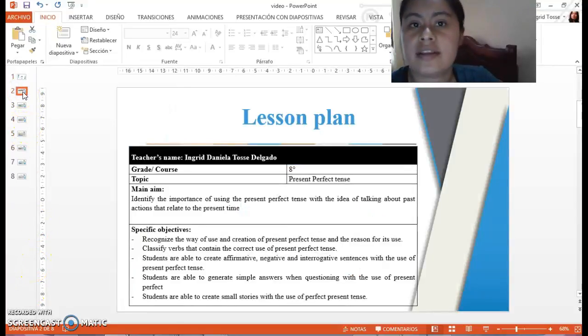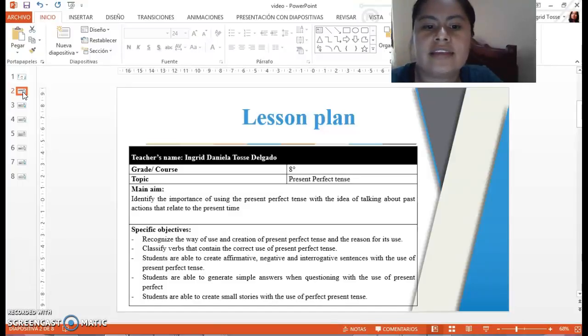I'm going to present my lesson plan. It's designed for grade 8, and the topic is the present perfect tense. The time established is 2 hours, in a public high school. The main aim is to identify the importance of using the present perfect tense to talk about past actions that relate to the present time.